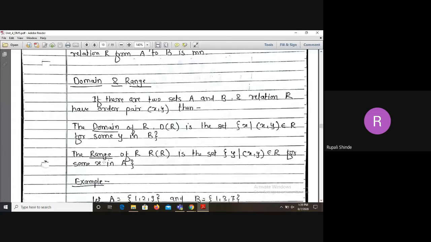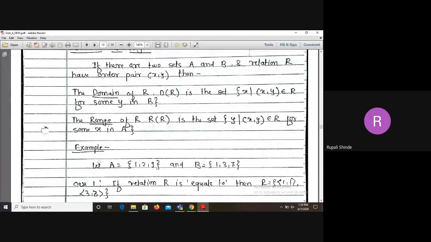Likewise, if we want to find the range of any relation, that is denoted by R of R. The range of relation R is the set of all y such that x comma y belongs to R for some x in A. Range always refers to the second element of each and every ordered pair from that relation. So keep in mind that domain always refers to the first element of every ordered pair and range always refers to the second element of every ordered pair from that relation.